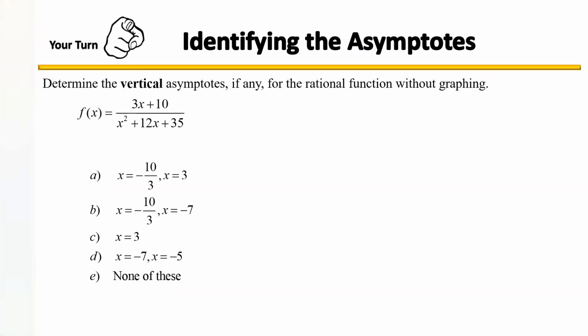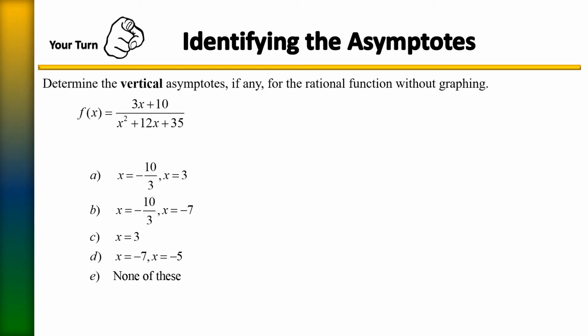Okay, now it's your turn. I want you to see if you can find the vertical asymptotes of the given rational function without using your graphing calculator. So pause the video and go ahead and work on it, and when you're ready to reveal the answer, restart the video.